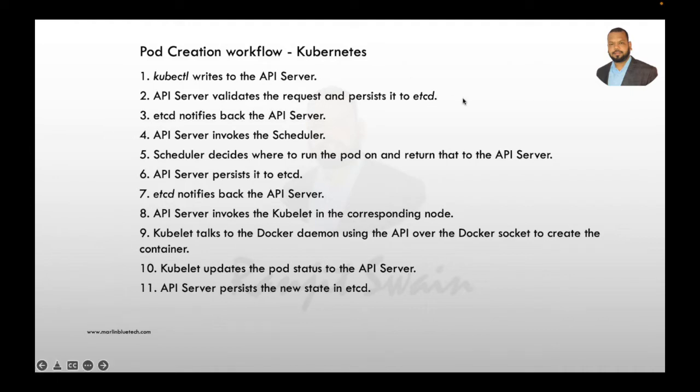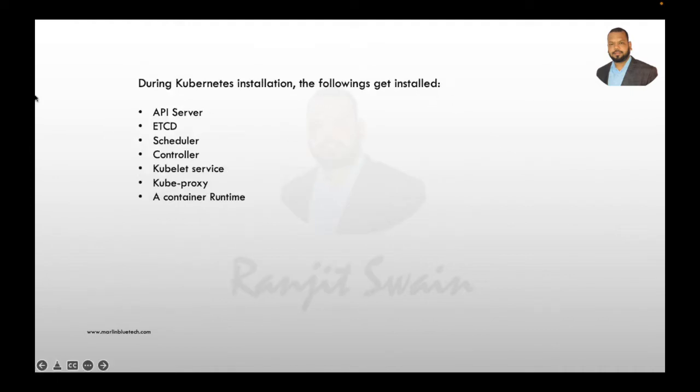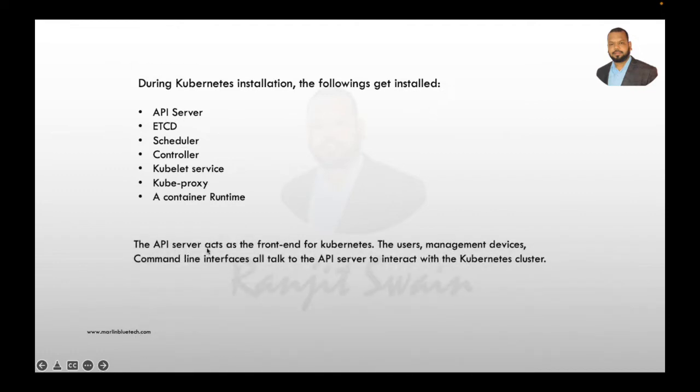Here is the very good thing. Just remember, during Kubernetes installation, the following get installed: API server, etcd, scheduler, controller, kubelet service, kube-proxy, and container runtime. Let's see more details about the API server. What is this API server? The API server acts as the front end for Kubernetes, where the client interacts. The users, management devices, and command line interface all talk to the API server to interact with the Kubernetes cluster.